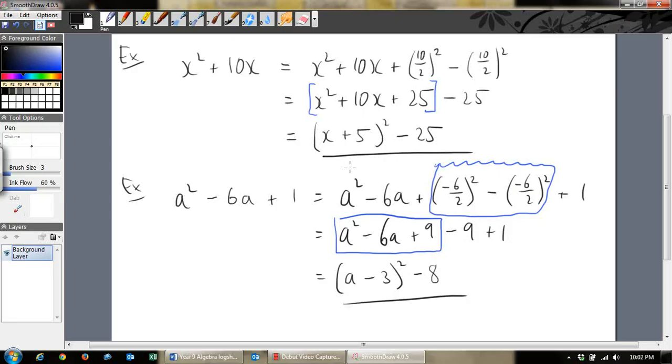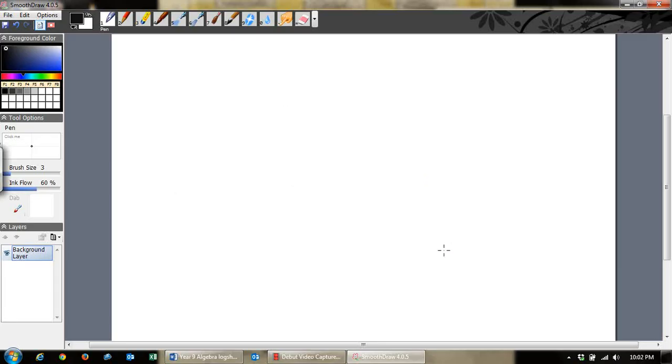Okay, so get used to this. You don't need to write these things out as negative 6 over 2 squared. You can get used to just going straight to this step where you go, well, what's negative 6 divided by 2? Negative 3 squared, it's just positive 9. Subtract the 9 so you don't change the value of the expression, and then just clean it up at the end.